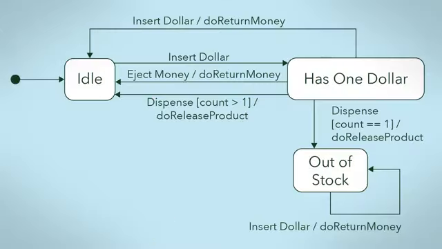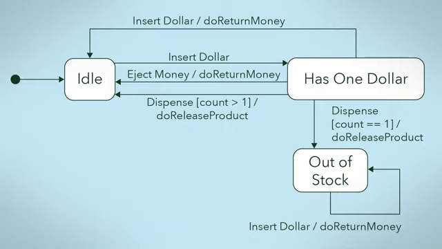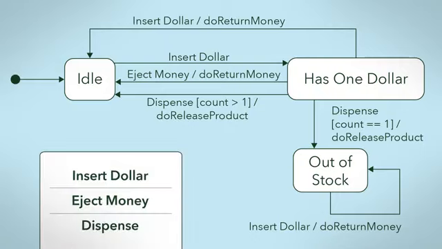If I represent this as a UML state diagram, it would look like this. From this diagram, you can see that there are three states: idle, has $1, and out of stock. The vending machine is in one of these states at a time. You can also see that there are three triggers, or events. These triggers would be insert dollar when a dollar is inserted, eject money when there is a request to eject money, and dispense when there is a request to dispense a product.